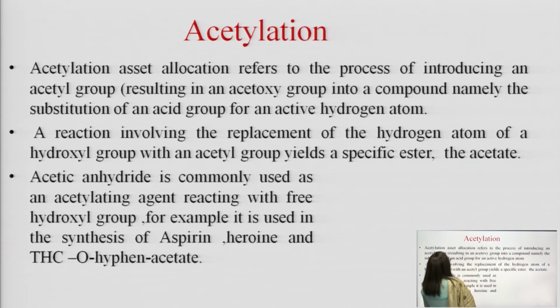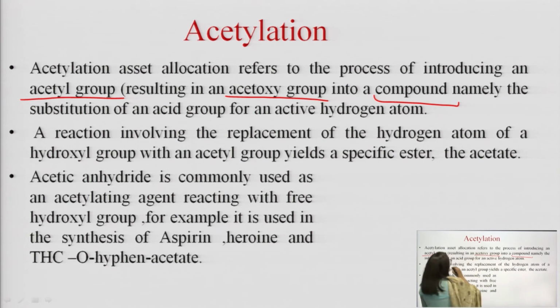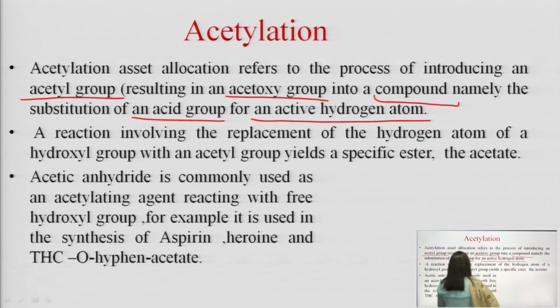Next is acetylation. Acetylation refers to the process of introducing an acetyl group, resulting in an acetoxy group, into a compound, namely the substitution of an acetyl group for an active hydrogen atom. A reaction involving the replacement of the hydrogen atom of a hydroxyl group with an acetyl group yields a specific ester, the acetate. That means once acetylation is done on the hydroxyl group, acetates are formed.